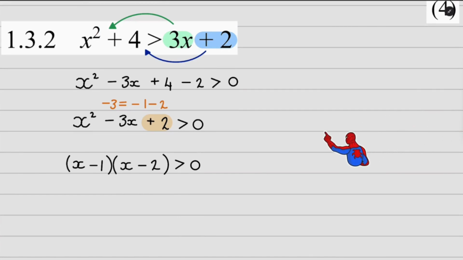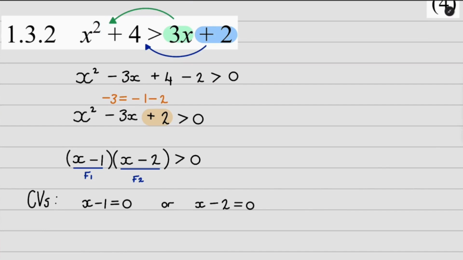Okay, now I'm going to get my critical values. Now if you don't put CVs in this line, you will get marked down. These are not the answers, they are just stepping stones to get the answers. Okay, and how we get the CVs is we take factor 1 and make it equal to 0. And then we yoink this minus 1 over and it becomes plus 1. Then likewise for factor 2, I grab it, make it equal to 0. I take this minus 2 over and it becomes plus 2. And now I have my two critical values, 1 and 2.